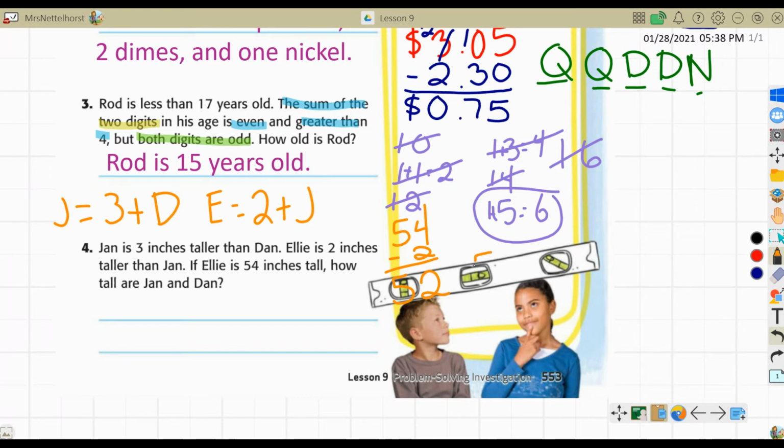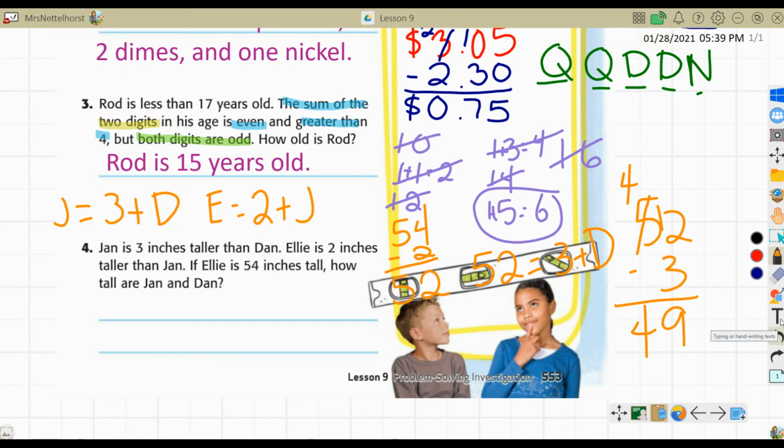So Jan is 52 equals 3 plus Dan. So if we subtract 3 from 52, then we will find out how tall Dan is. So remember, in order to find that missing addend, you have to subtract. You have to use the inverse operation. So 2 minus 3, we can't do that. So we're going to borrow from the 5 and make it a 4. The 2 becomes a 12. 12 minus 3 is 9. 4 minus nothing is 4. So Dan is 49 inches tall.